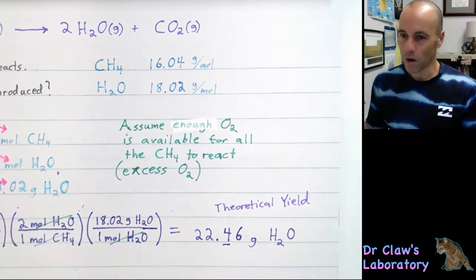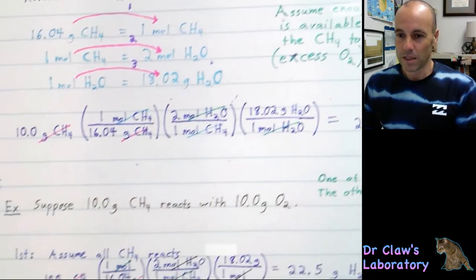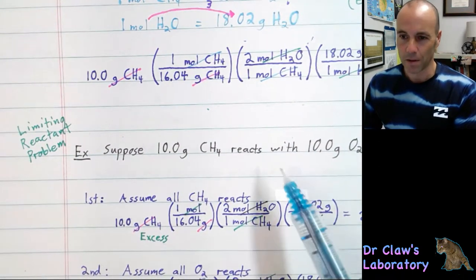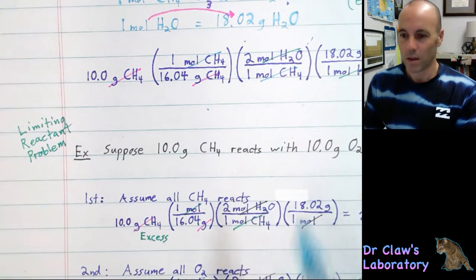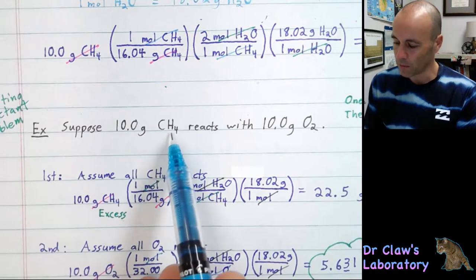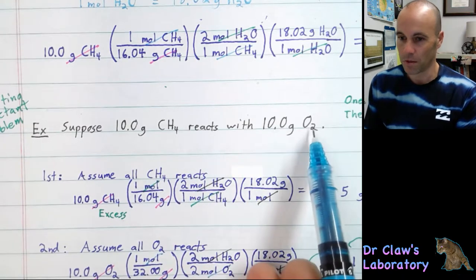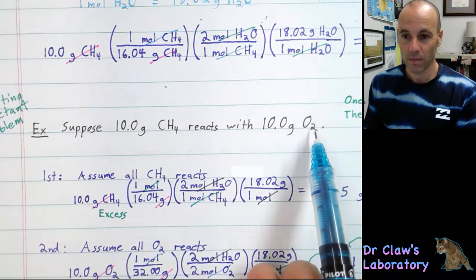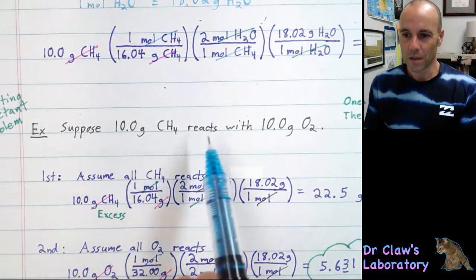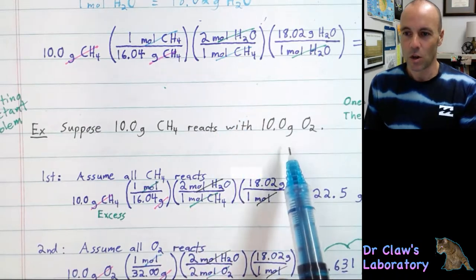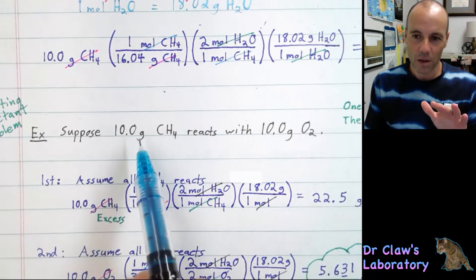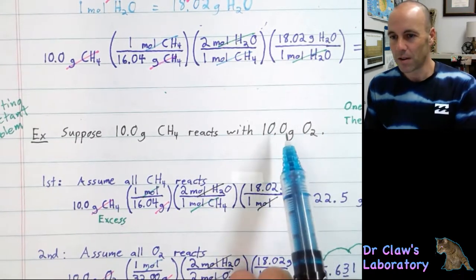Now, the next problem is called the limiting reactant problem. And let's have a look at this. It looks very similar to the last problem that we just did. Suppose 10 grams of methane reacts with 10 grams of oxygen. Now this time, instead of assuming excess oxygen, we're only going to give it 10 grams of oxygen. So we have 10 grams of methane and 10 grams of oxygen.